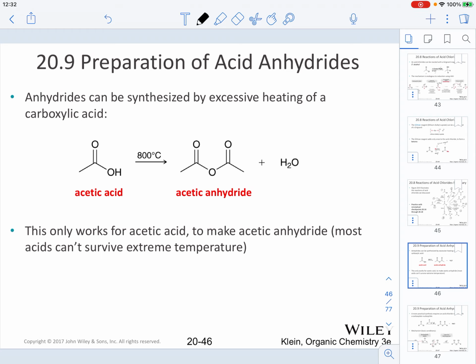Now, understand that this excessive heating reaction only works for acetic acid to make acetic anhydride. Most carboxylic acids, if they are undergoing this reaction, cannot survive the extreme temperature. So we have to find a way to efficiently make our acid anhydrides that does not include this excessive heating.